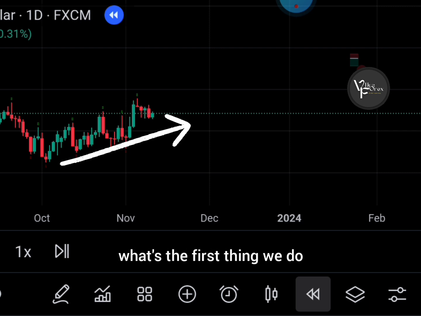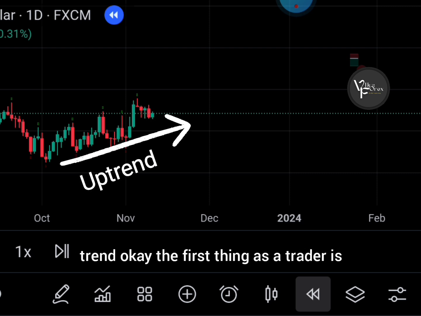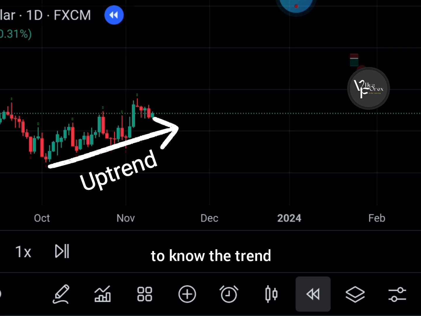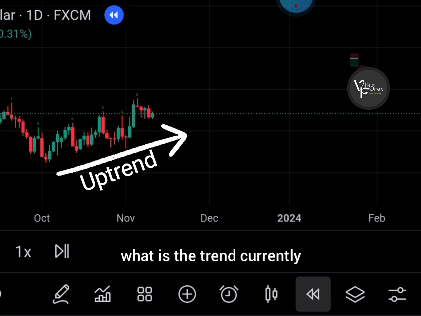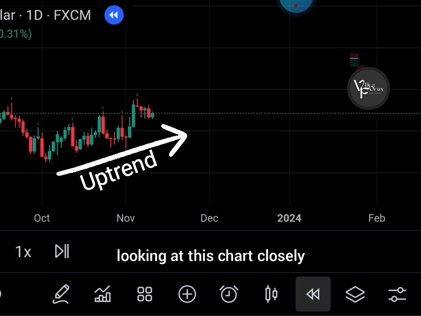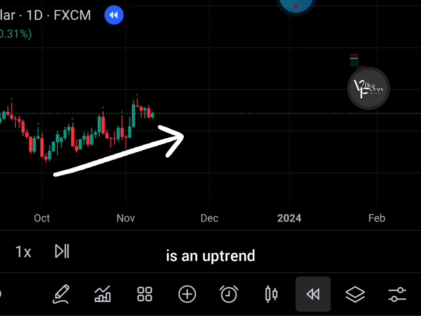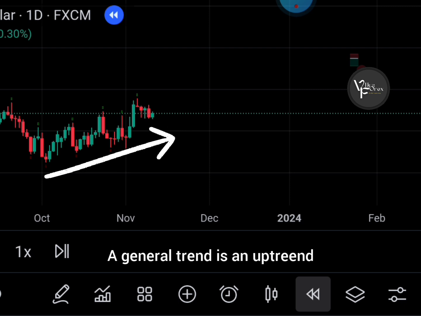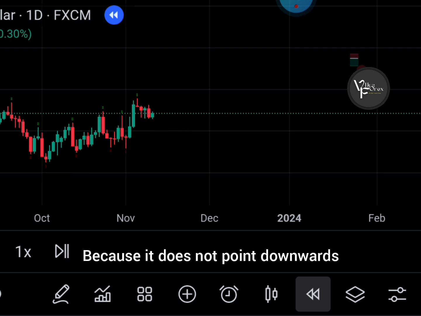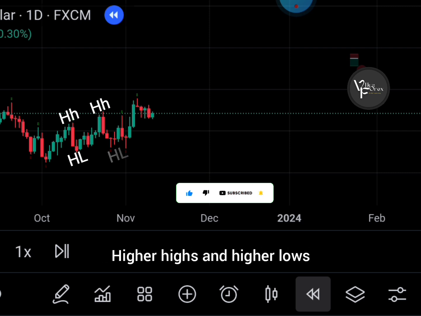So what's the first thing we do when we open our chart? It is to look at the trend. Okay, the first thing as a trader is to know the trend. What is the trend currently, and what is the bulk direction of the market? Looking at this chart closely, we can see that this is an uptrend. Okay, the general trend is an uptrend. You understand? Because it is not pointing downwards, it's pointing upwards, it's going up. Okay, here you are having higher highs and higher lows, higher highs and higher lows.